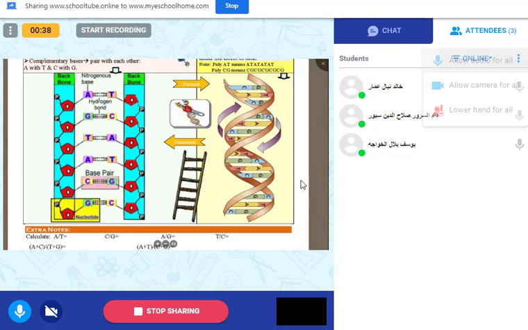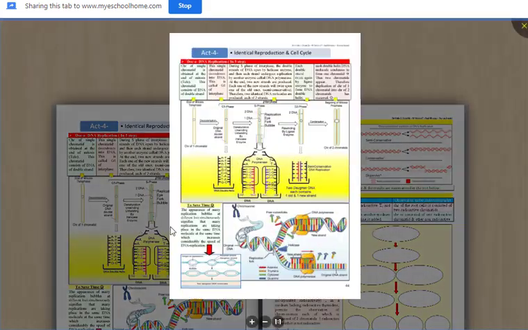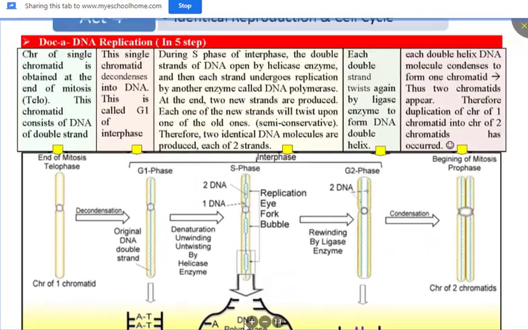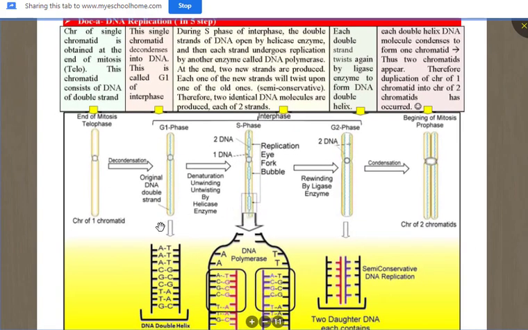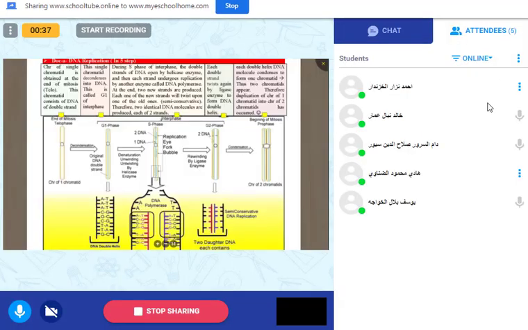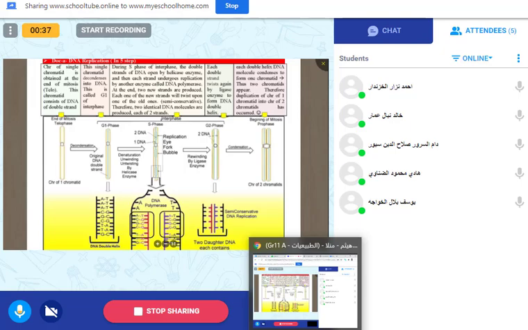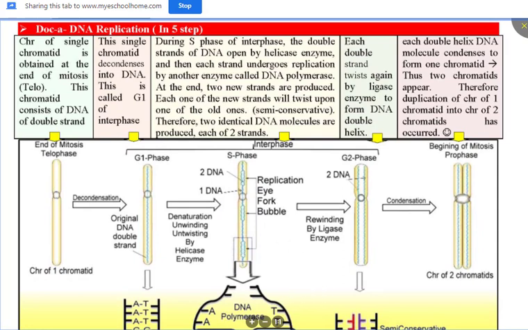Let us go to the part about DNA replication. Look with me here at this figure. Now, identical reproduction in the cell cycle, I mean in the S phase of the interphase. I want you to read the boxes, please. Now, each one will read a box. Who will take the first box?